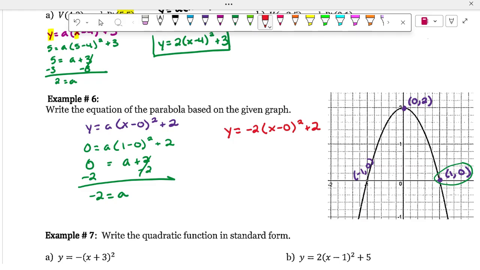Now, if you want to simplify this down further, because more often than not, if you see it on a test or something, they would. What's x minus 0? x, and then you just leave it as x squared. So the other way I would take it is y equals negative 2 times x squared plus 2.